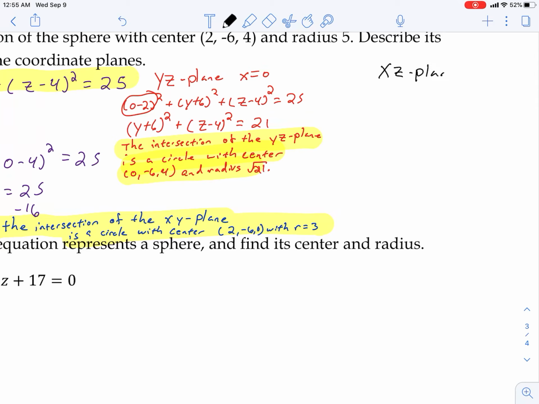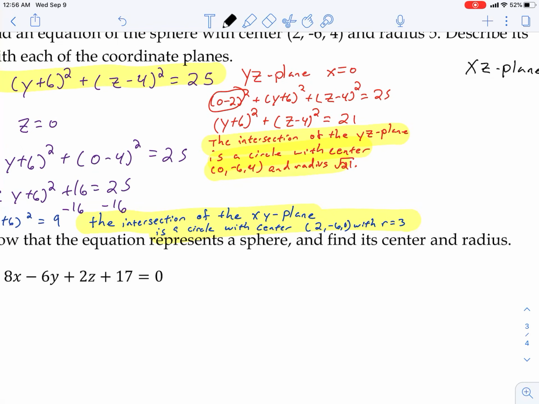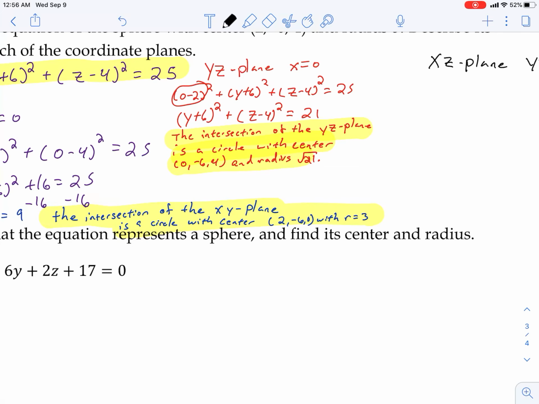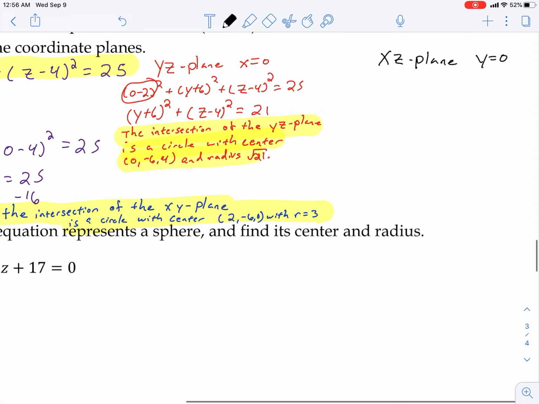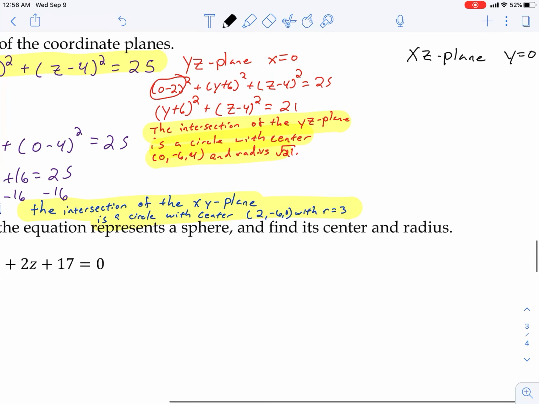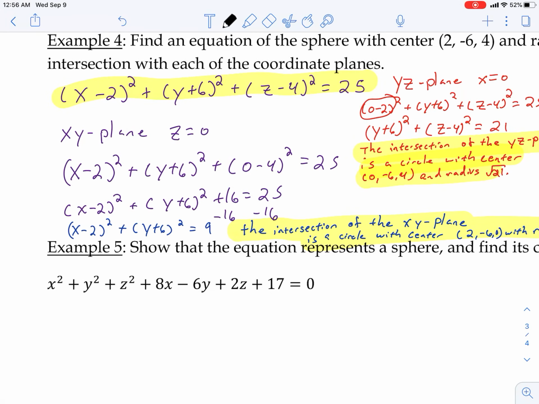Write that a little bit better. It's the XZ plane. And so the XZ plane is where y is going to equal 0. Now, what you can do is you can go ahead and plug into the actual formula, and I'm going to do that, but you can go ahead and say it's not going to intersect the XZ plane. And how do we know it's not going to intersect the XZ plane?